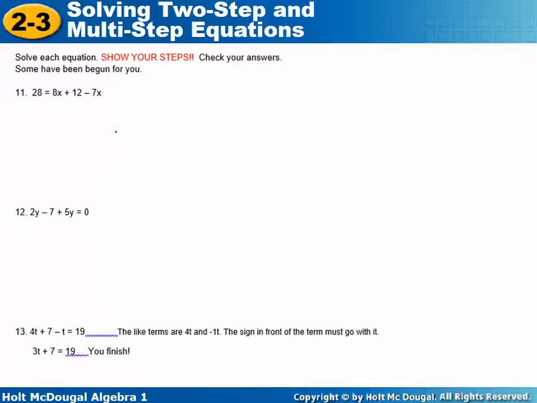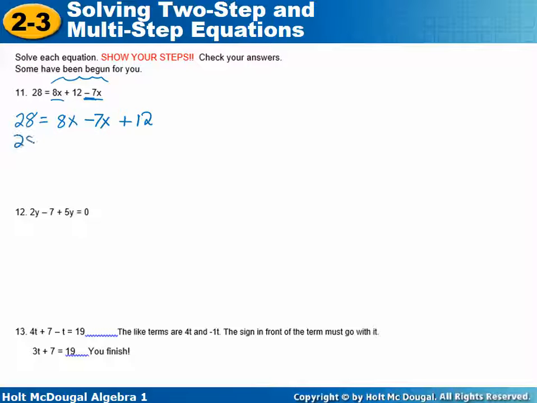Okay, number 11. We have 28 equals 8x plus 12 minus 7x. So we have some like terms here on the right side of the equation. Let's see what we would have. We can rewrite them next to each other. When you rewrite them next to each other, the sign in front of the term is part of it. So this is 8x minus 7x, and then I'll write the plus 12 at the end.